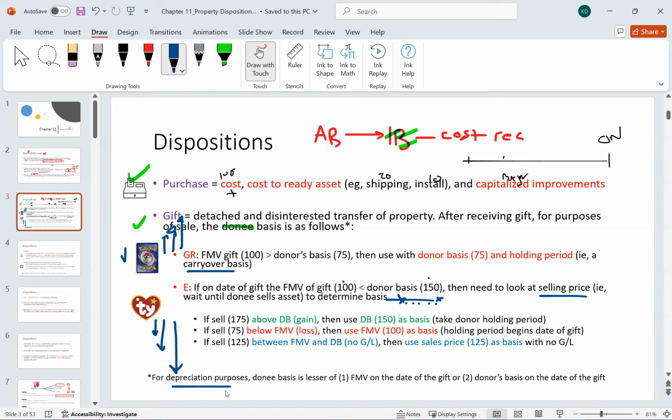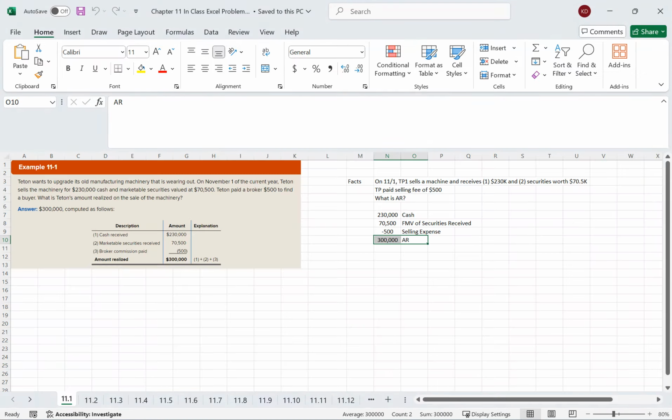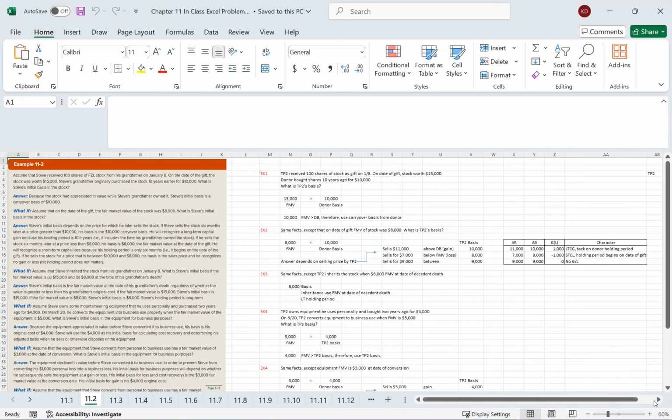Well, for depreciation purposes, which is separate from the disposition event, the donee's basis, your basis, is the lesser of the fair market value on the date of the gift, or the donor's basis on the date of the gift. Let's look at an example here. This makes more sense with numbers.